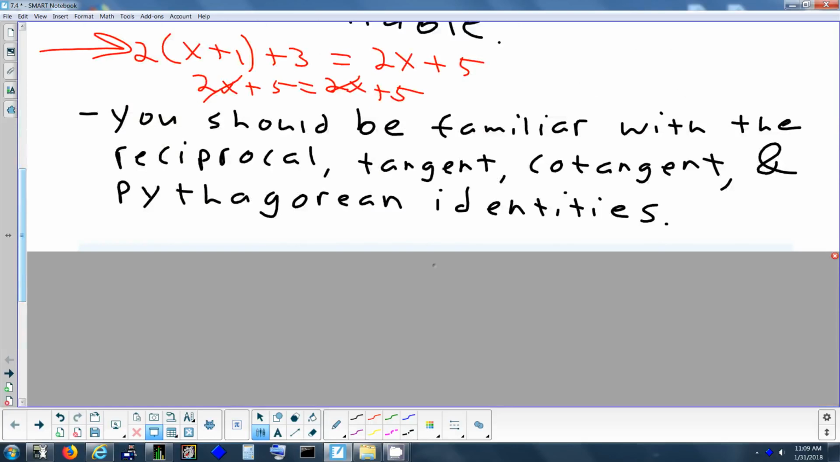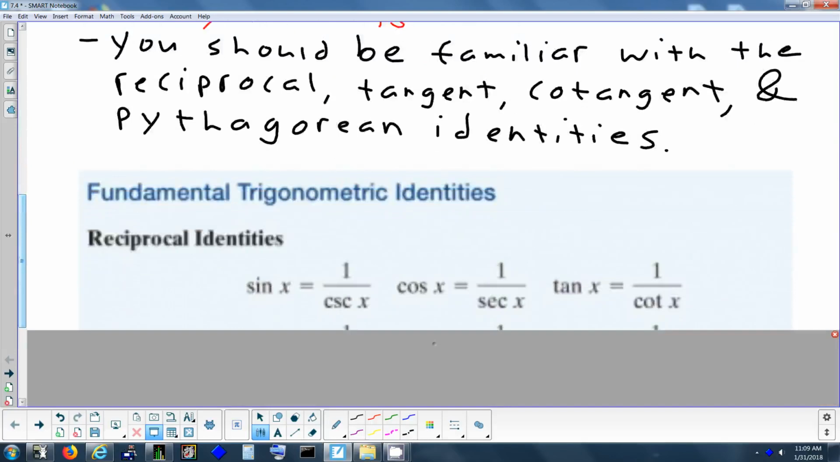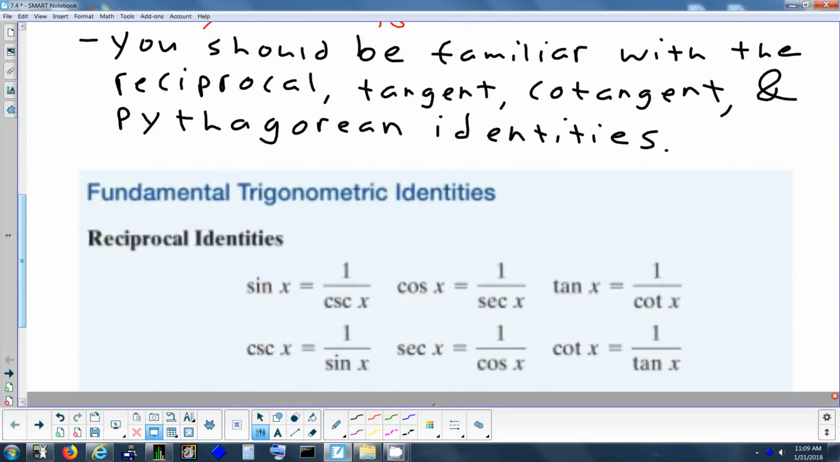Okay, you should already be familiar with the tangent, the cotangent, the reciprocal, and the Pythagorean identities. Okay, these are already in your notes. If you want to put them again, go ahead. A lot of them we use all the time, so you just kind of have to remember them. Like these three. If you want to type cosecant in on the graphing calculator, there's no button for it. You have to take 1 over the sine. Okay, secant, 1 over cosine, cotangent, 1 over tangent.